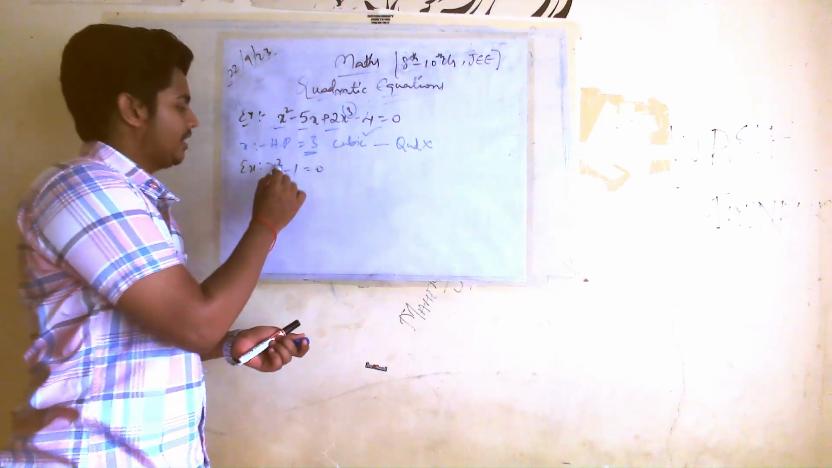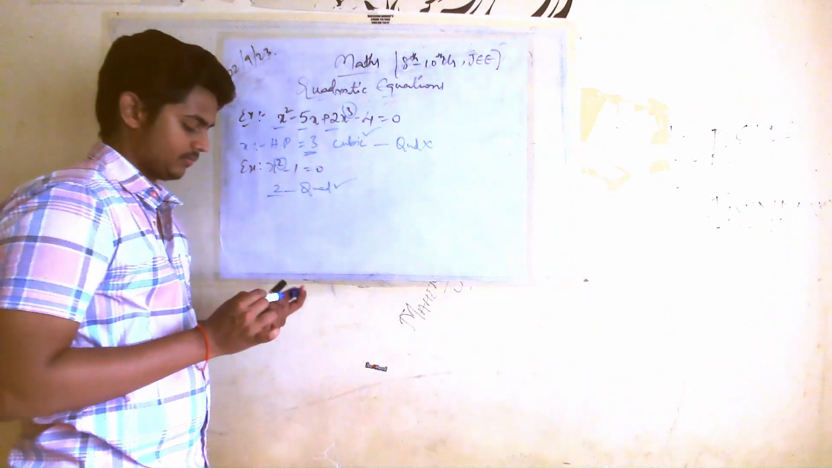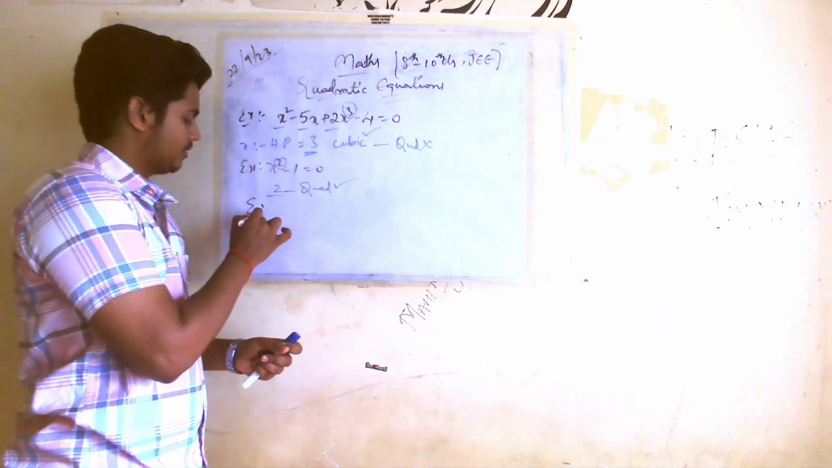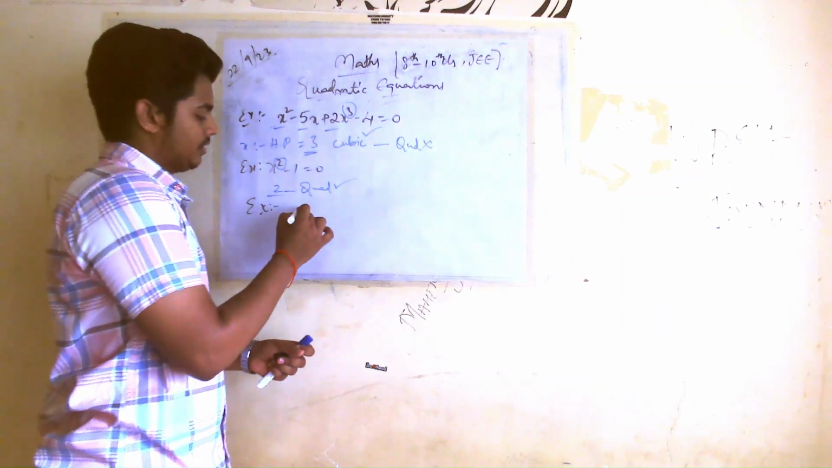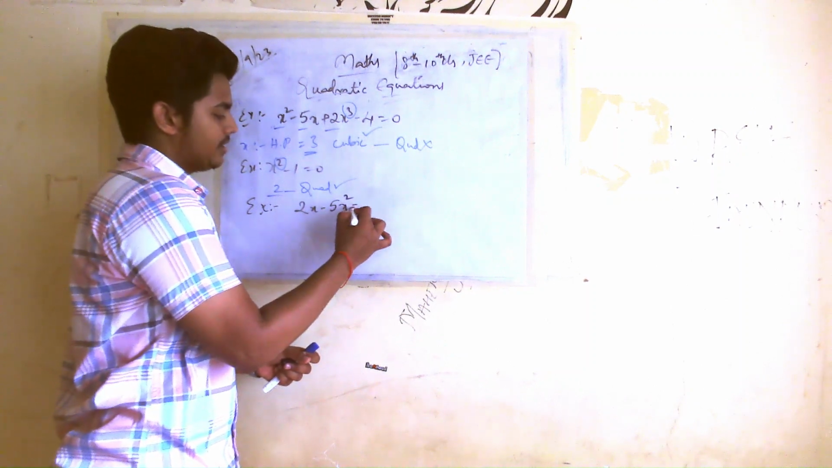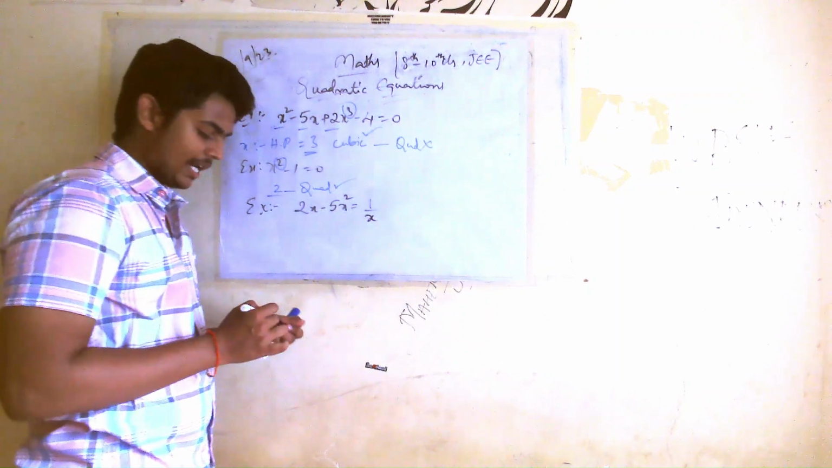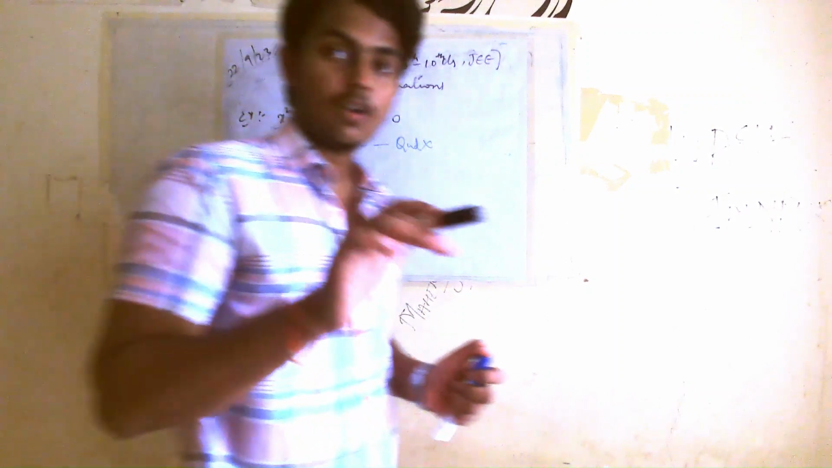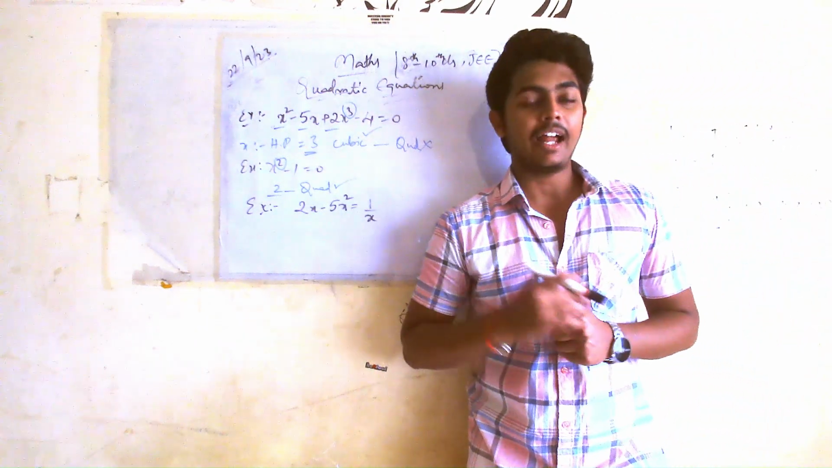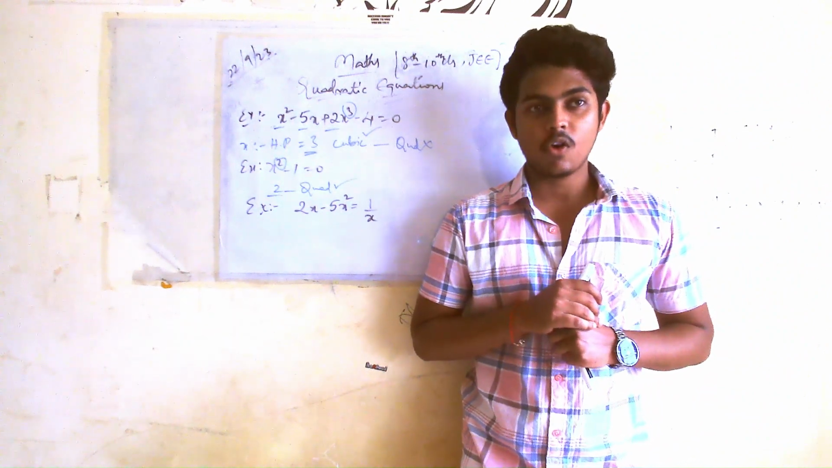Here the highest power is 2, so it's quadratic. Yes? Now, 2x minus 5x square is equal to 1 by x. Now tell me whether it is a quadratic or not. Pause this video for a minute, solve it and check with the answer. Got it?